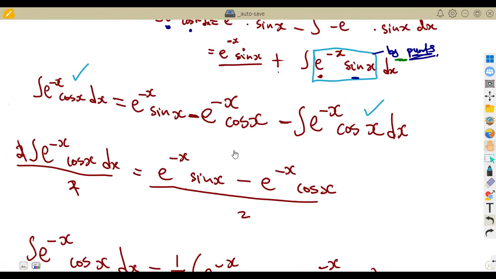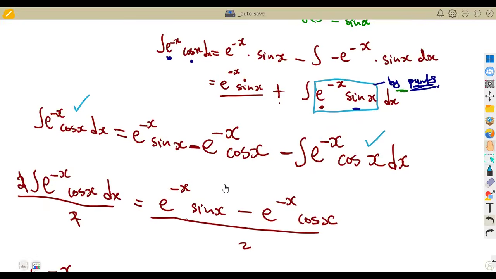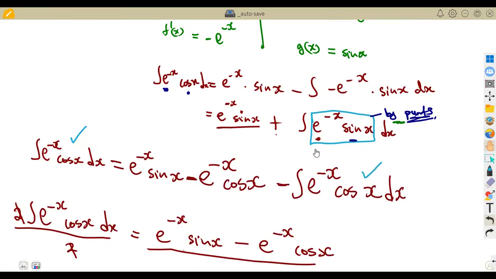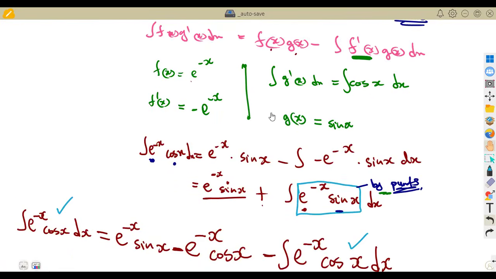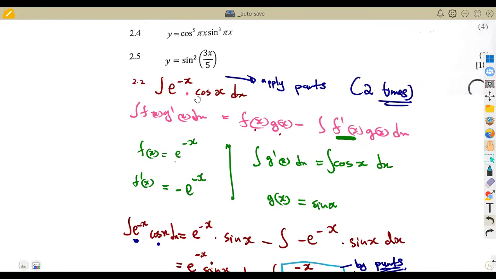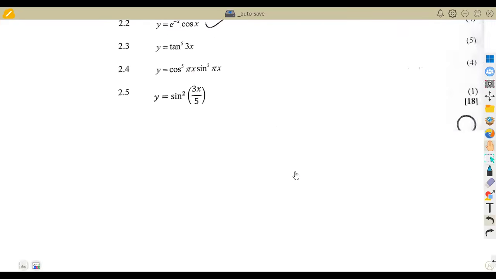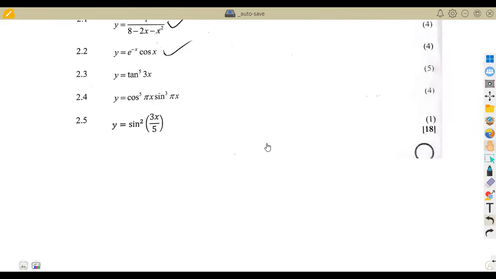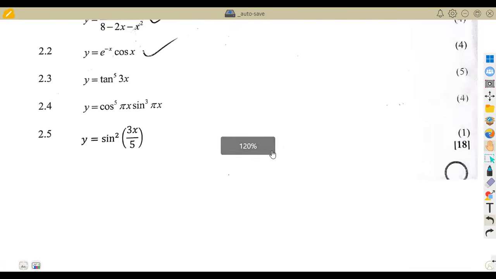This is how you play around with this type of question. You have to integrate 2 times. Here we apply it, but when you integrate, you have the same integral as what you had in your question. So you combine them to be a single integral, that is, you make it the subject of the formula. All right. Then we've got a tan to the exponent of 5.